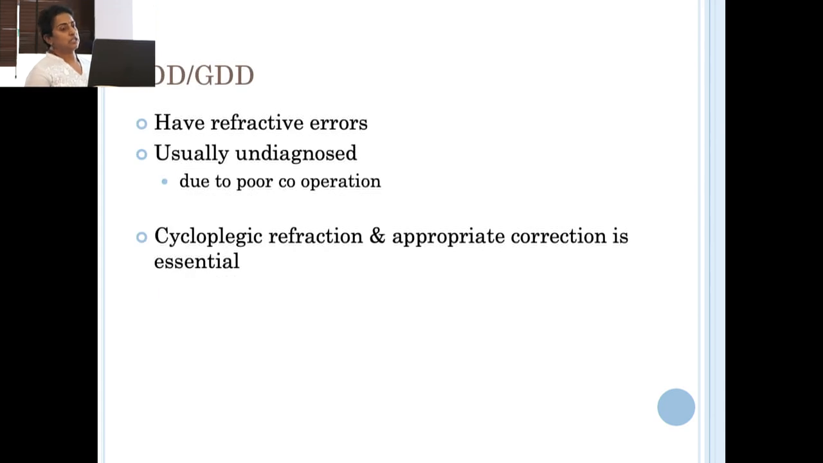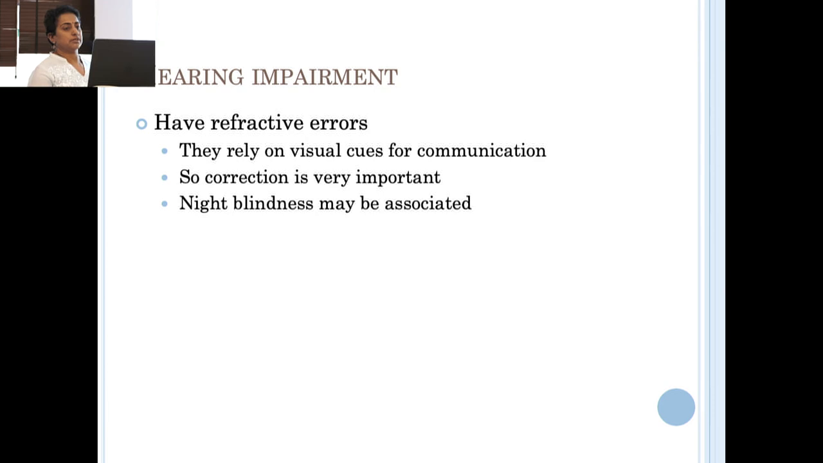In case of intellectual delay or global developmental delay, high refractive errors are often observed, and it goes undiagnosed because nobody bothers to have an assessment. So cycloplegic refraction and appropriate correction is very essential so that they can cooperate well with their therapy sessions.